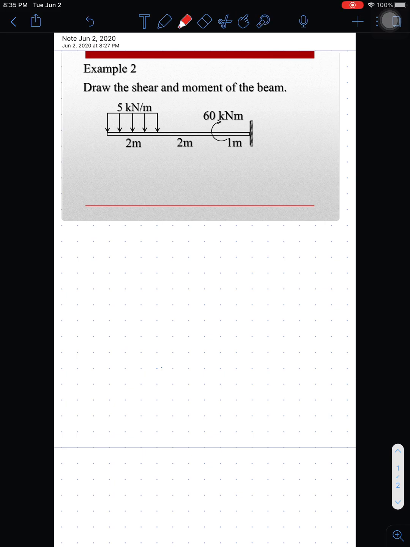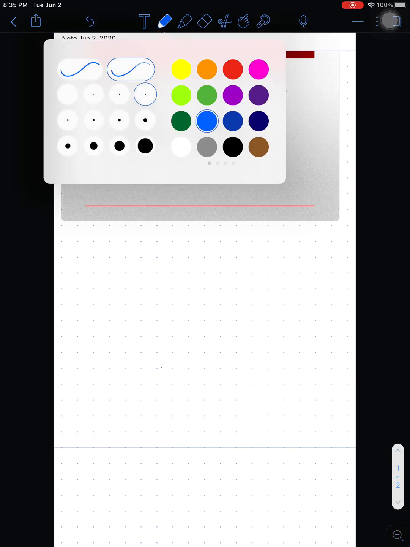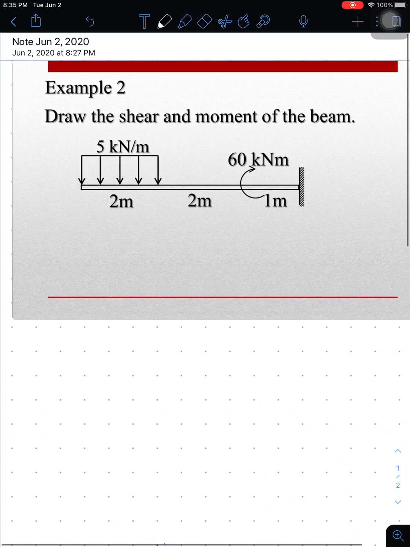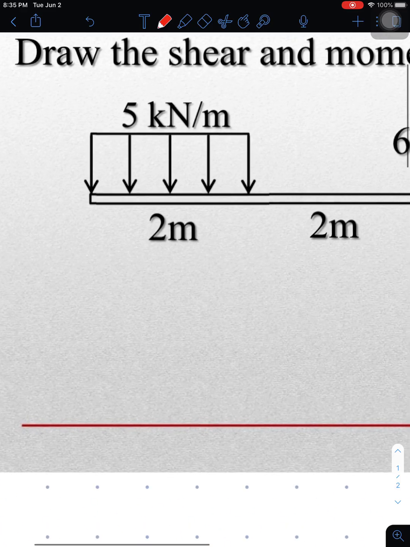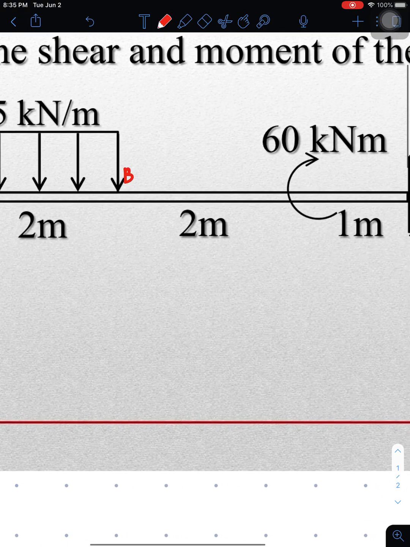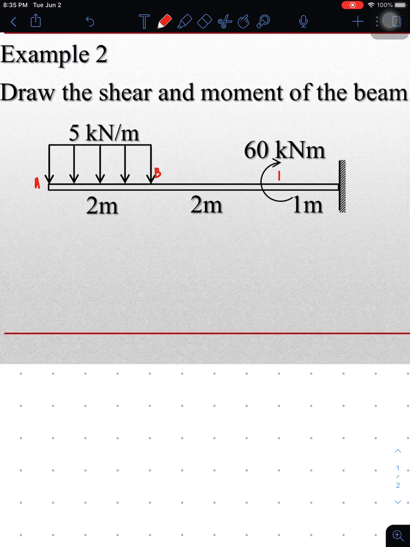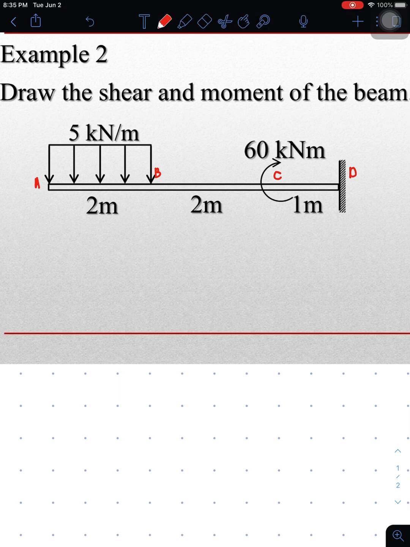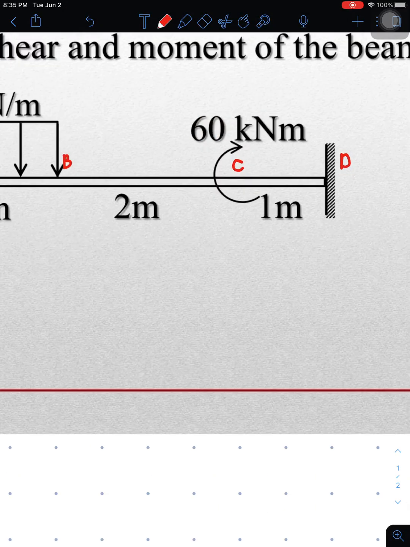So let us continue example number 2. Same instruction, we're still going to draw the shear and moment diagram of the beam. First, let us assign a letter to every change of loading as we have learned previously. I'll call this point A, this is point B, this is point C, and here is point D. So it's obvious that the beam is a cantilever beam.